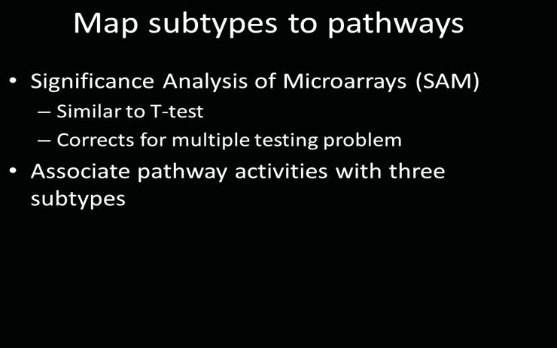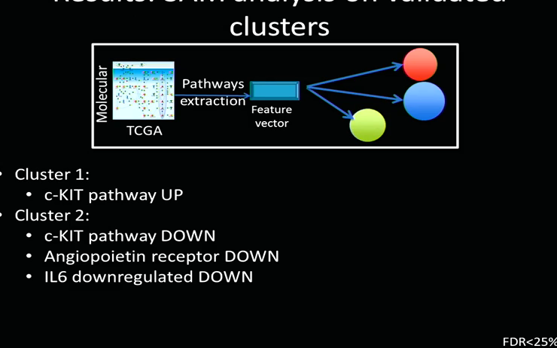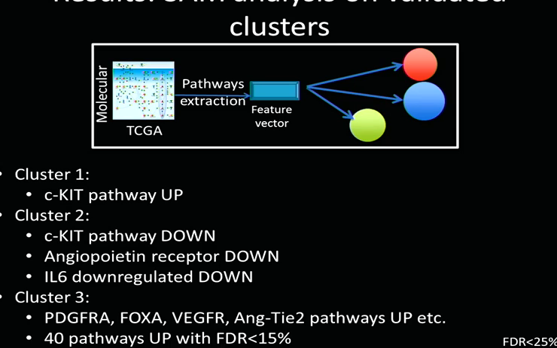So now we can again associate these pathways with these three subtypes and figure out which of these subtypes activates which pathway. And this is what we found. We found that cluster 1 upregulates the c-KIT pathway. Cluster 2 downregulates many pathways, including these three. And cluster 3 upregulates the PDGFR pathway, VEGFR pathway, and many other pathways that are significantly upregulated.